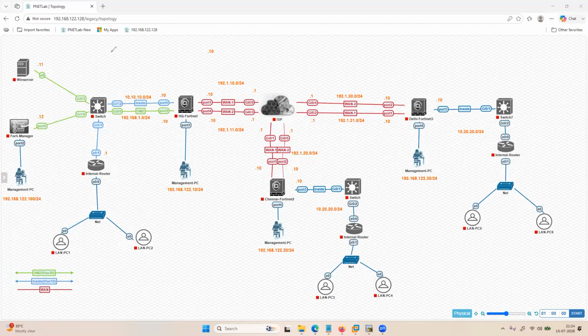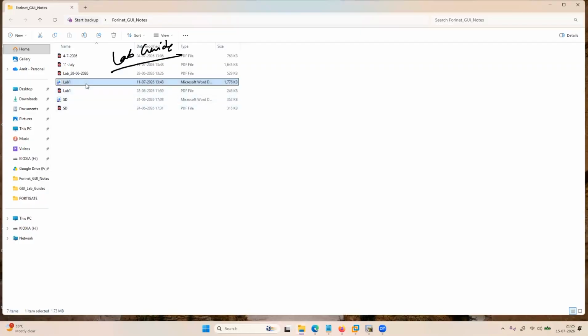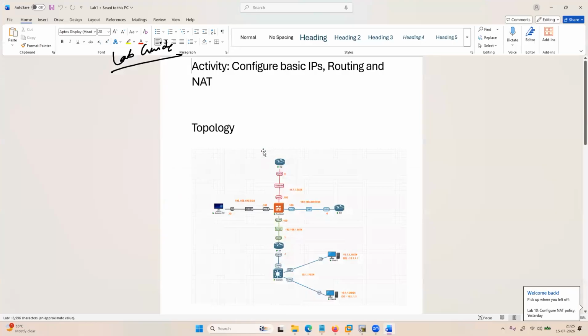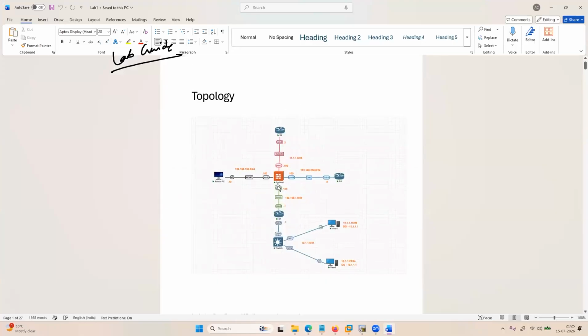And once this lab is done, I'll be giving you a complete lab guide as well. Somebody here might be wondering what a lab guide means, so let me show you the format. I have a few from the current batch. This is the type of lab guide you are going to get. This is exactly from the same first topology that I just showed you.